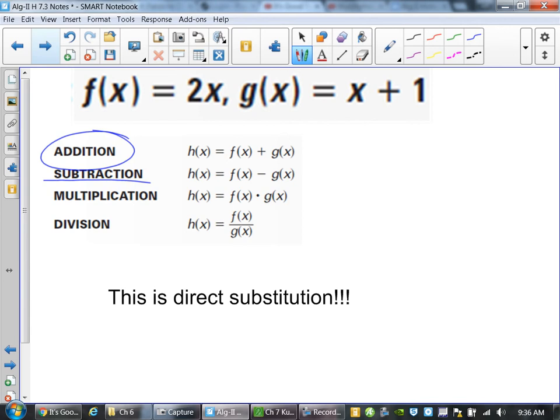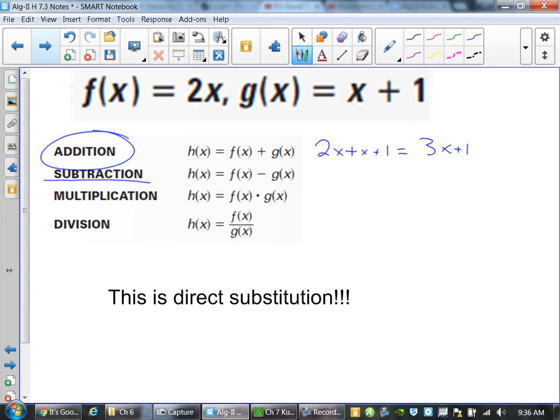So if I want you to add these two together, you would take 2x plus x plus 1, and what do you get? You get 3x plus 1. It's nice to see some normal stuff for a change. Okay. All right.